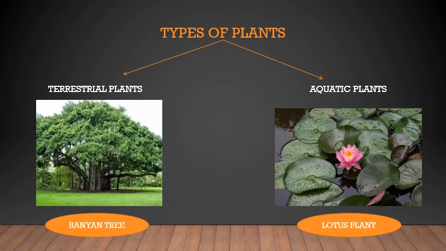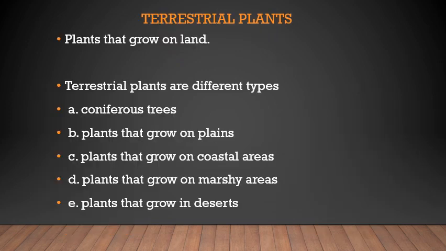The plants or the trees that grow on land are called terrestrial plants. And what are the animals which live in water called? Aquatic animals, right? Just like that, you can see the example of a lotus plant on your screen, which shows that the plant can live on or in the water, and those plants which live on or in the water are called aquatic plants. Now here we are going to see what the terrestrial plants are.